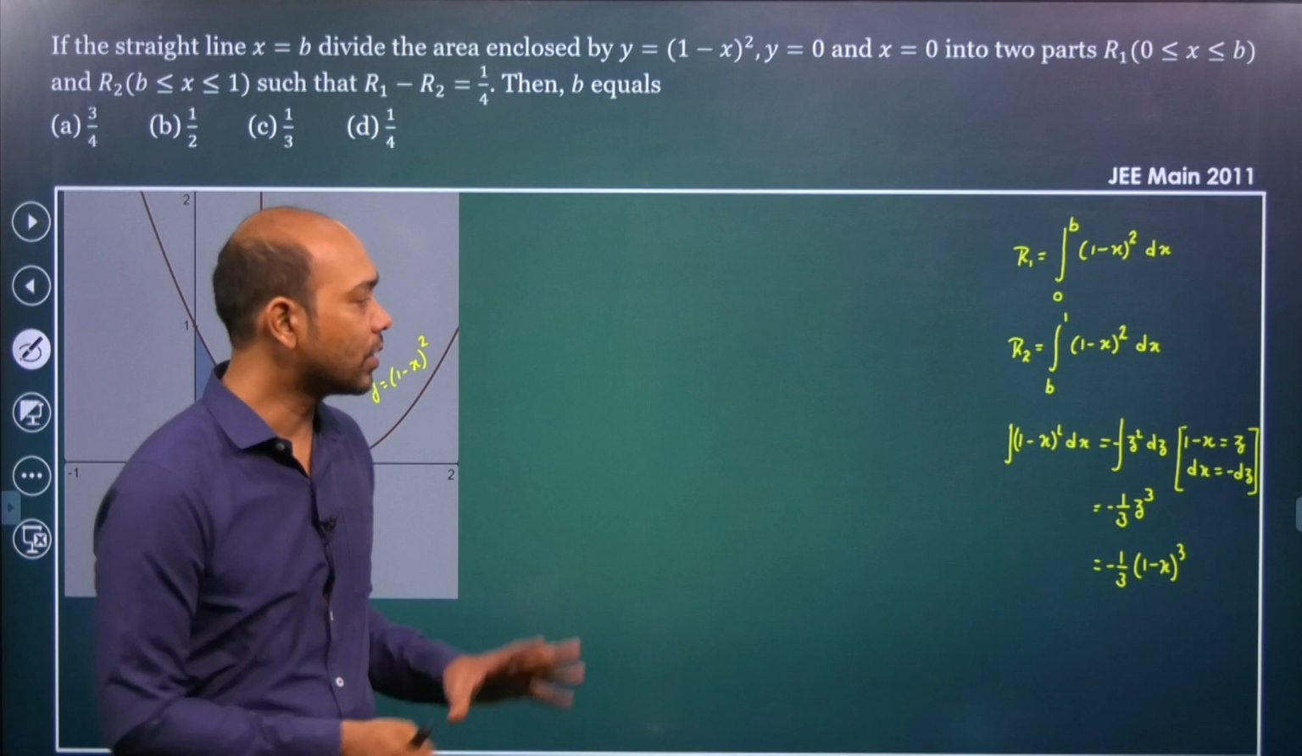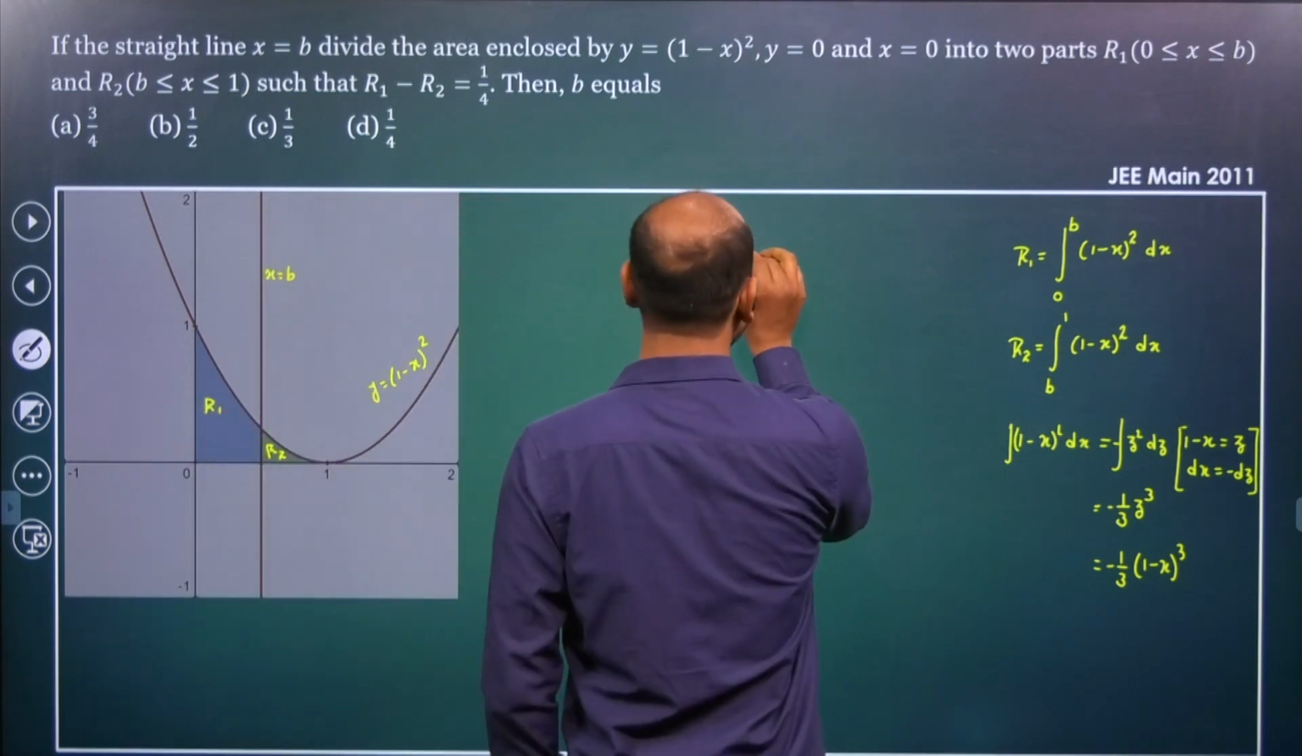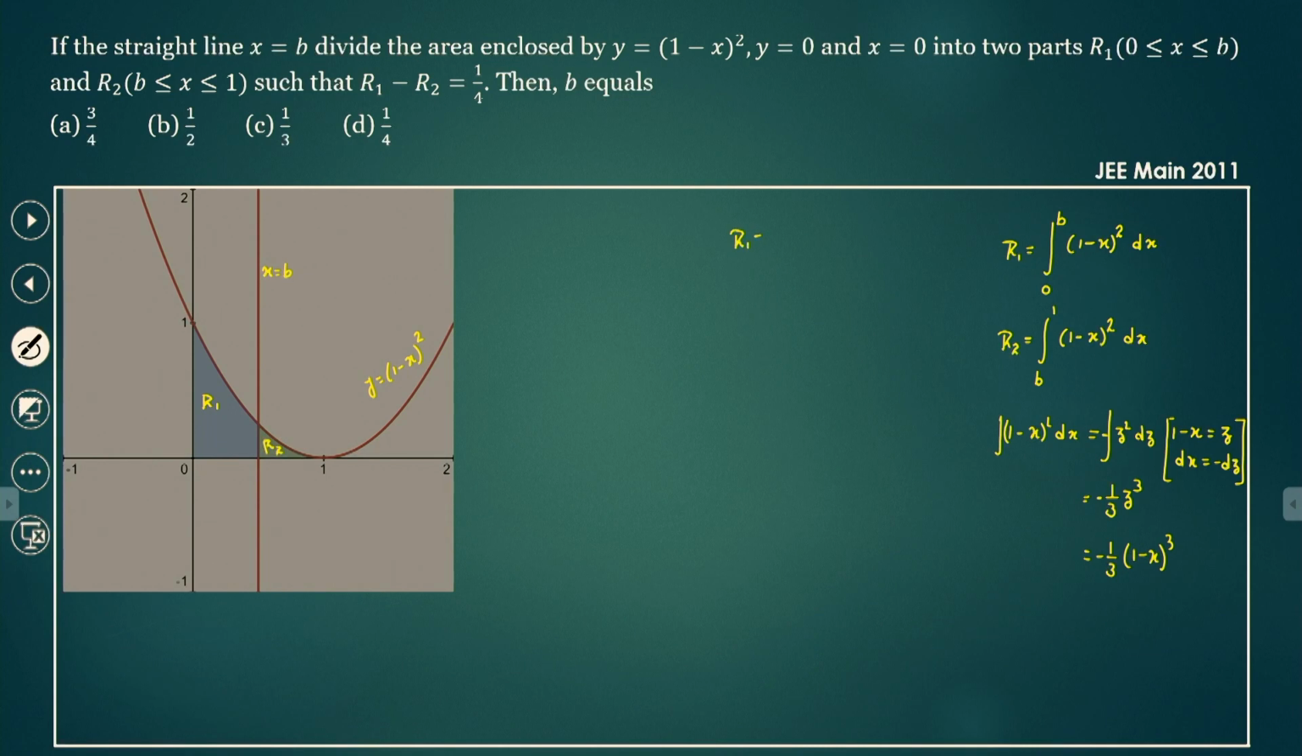Now our job is to substitute the appropriate values and find R1 and R2. So let's go ahead and calculate R1. R1 is equal to minus 1 by 3, 1 minus x whole cube. The limit is from 0 to b. So if I substitute the appropriate values, R1 substitutes 0 first.